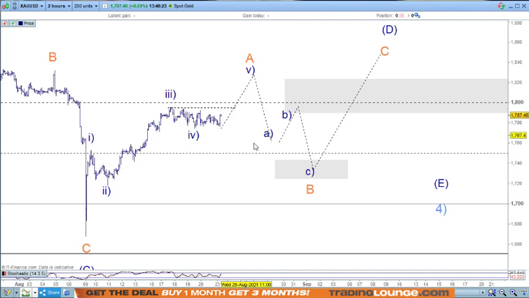So this could just drop down here, and if it does drop down here, then we need to look at that as an A and a B and a C wave here, and then we're coming into the B wave at that point. So taking those tops out there would create that 5th wave there.